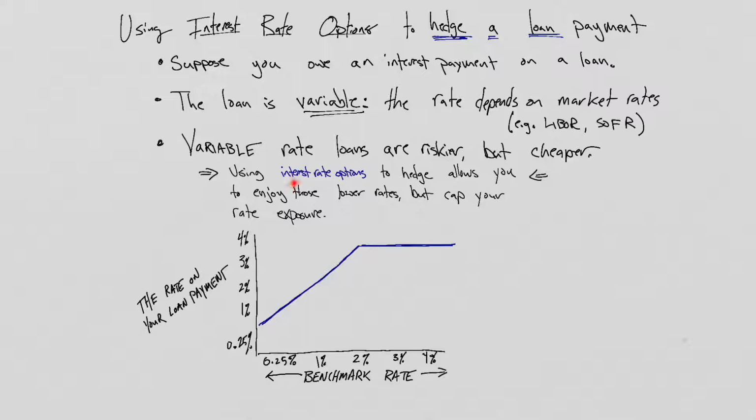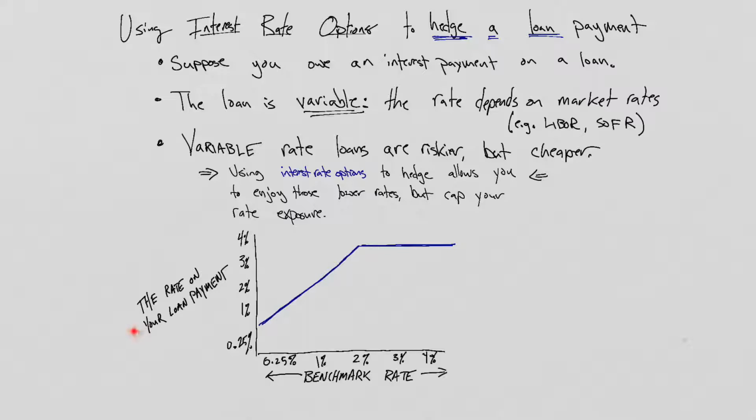So one thing, though, is that we can get rid of some of this risk with an interest rate option. We can still get a variable rate loan. We can borrow money and pay back interest that depends on LIBOR, but we can cap our interest rate exposure. That is, if LIBOR goes very high, we can prevent severe costs and consequences from that situation.